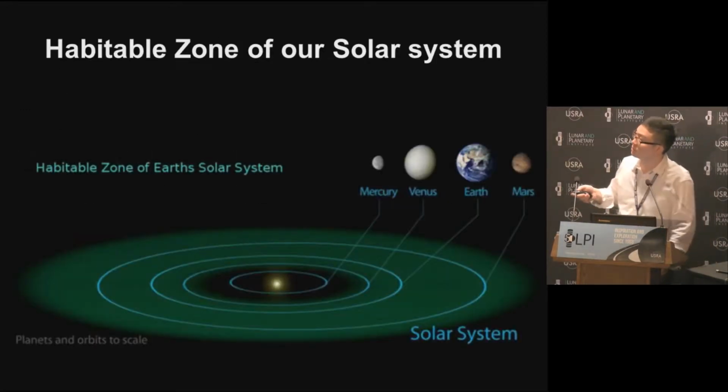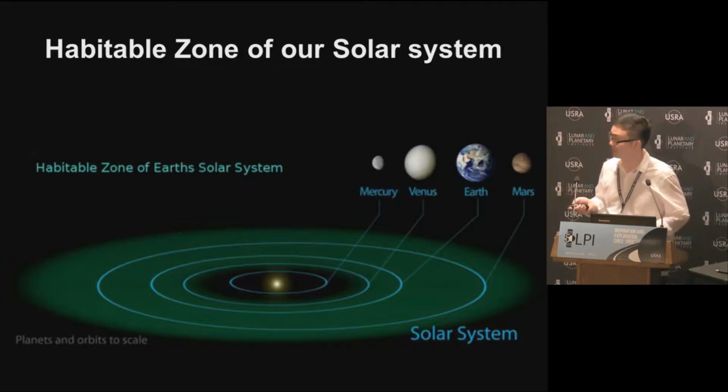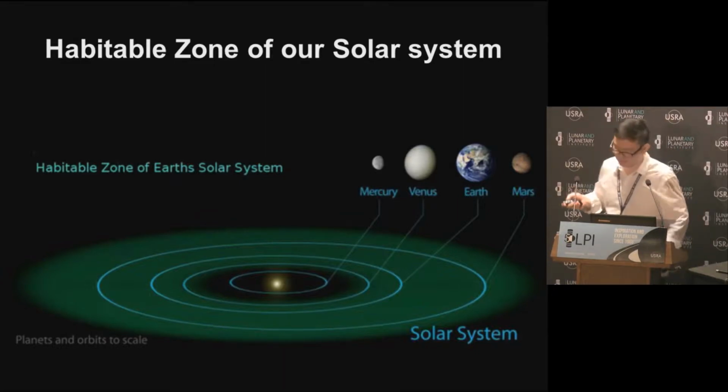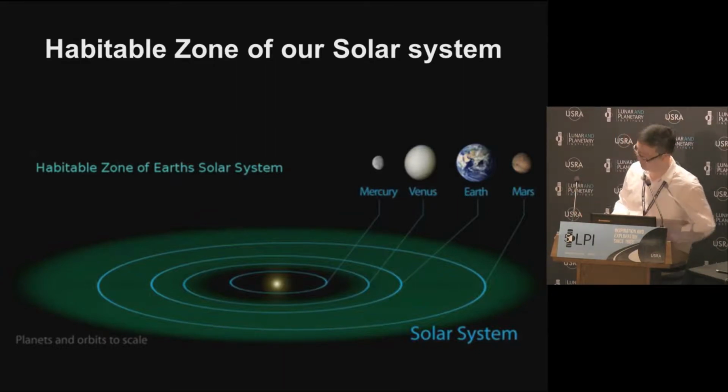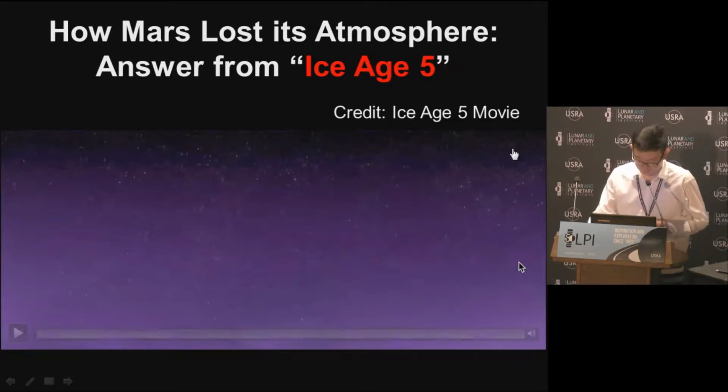So first, I would like to show you the habitable zone of our solar system. It is important to point out Mars is actually in the habitable zone of our solar system, which is usually defined by the location where liquid water can exist on the planetary surface. However, as we know, today's Mars has almost no atmosphere, only 6 mbar left, and the surface and the climate is very cold and dry. So how did Mars lose its atmosphere?